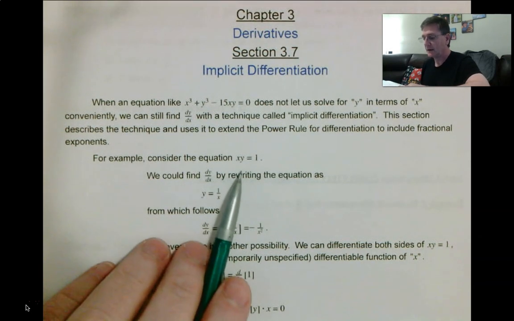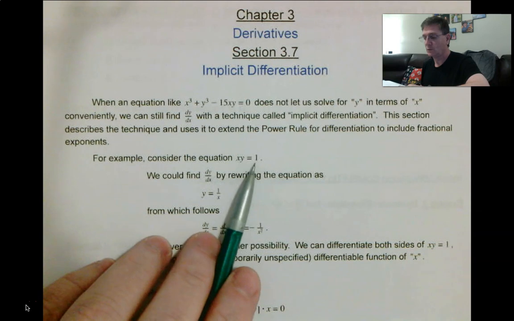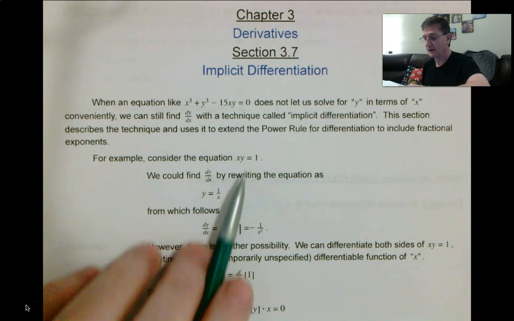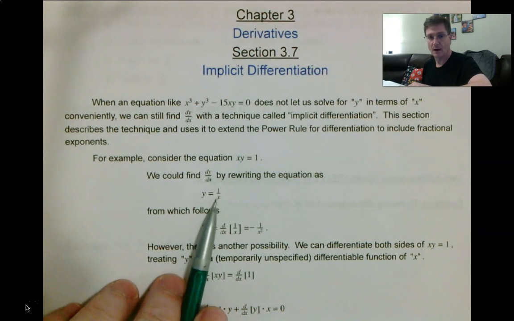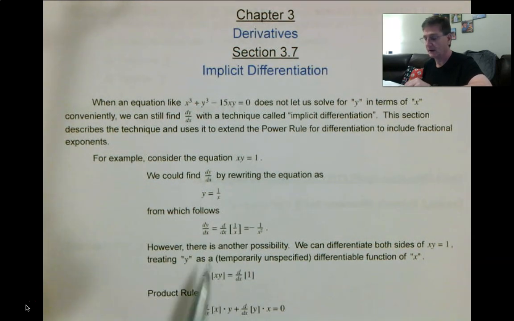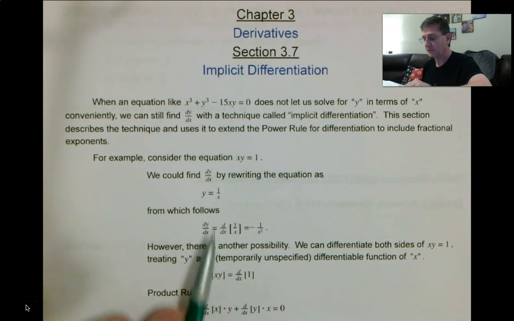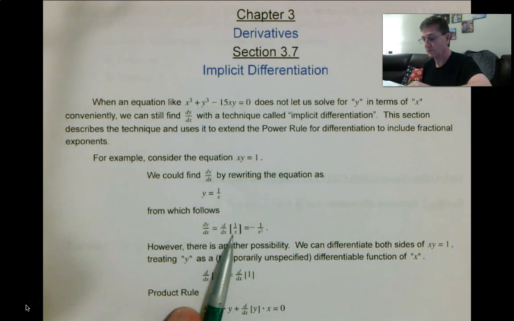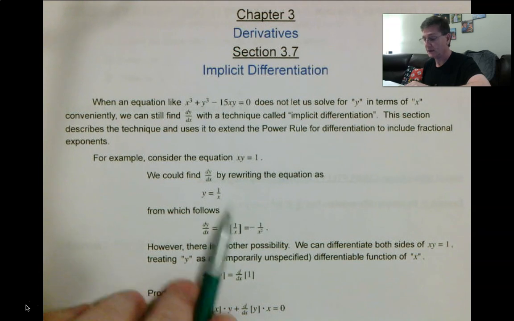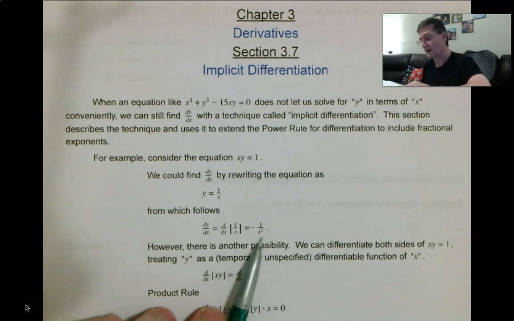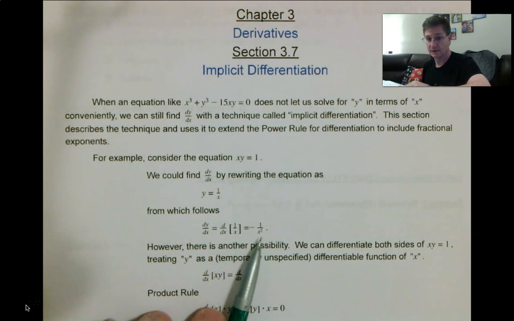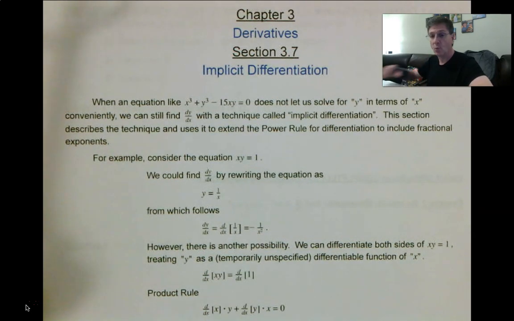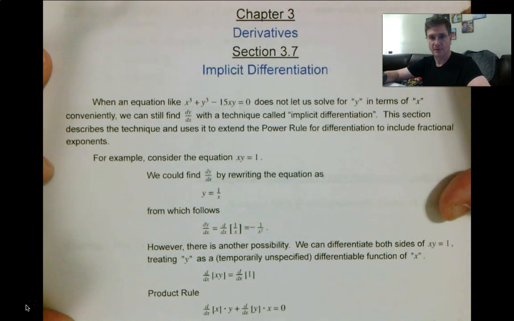So if we had an equation like xy equals 1, up till now we could simply rewrite this equation to y equals 1 over x by dividing both sides by x. Take the derivative of both sides, dy/dx on the left, derivative with respect to x of 1 over x. I would turn this into a negative exponent and then do the power rule and then bring it back down below, and you'll get negative 1 over x squared in the end. That's one way to solve the problem. It's the best way to solve this particular problem.